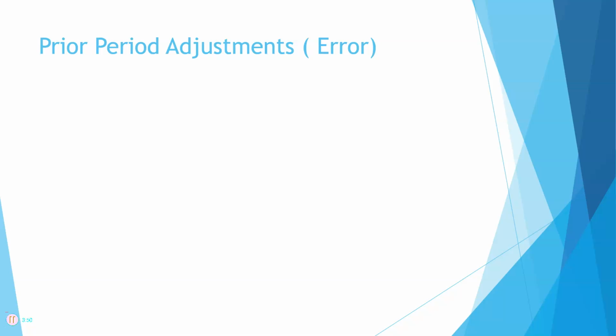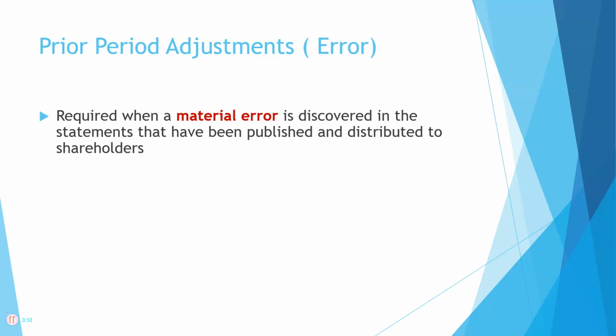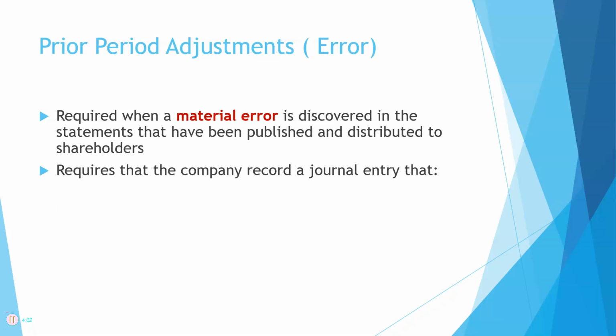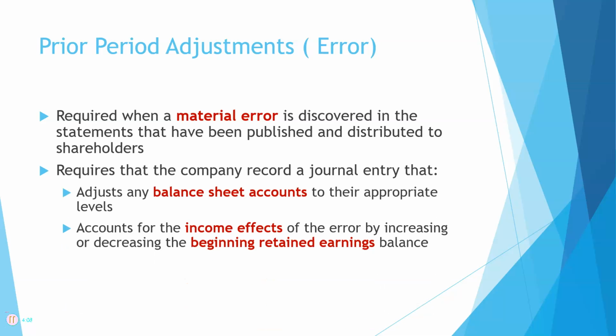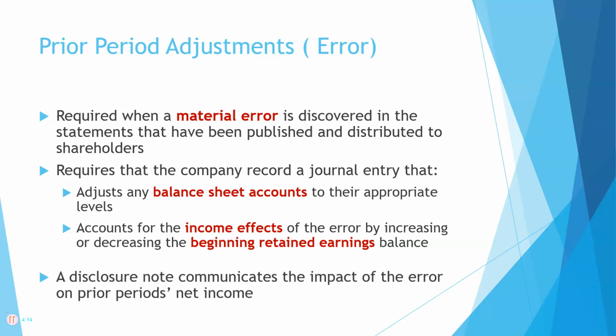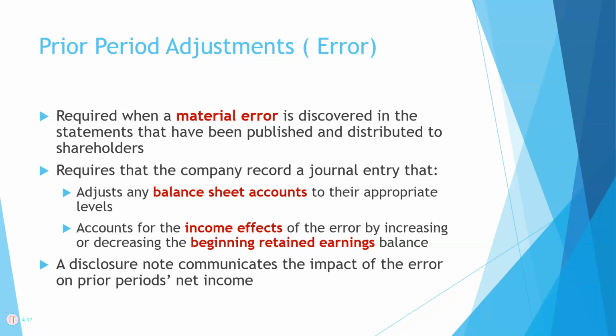Now, prior period adjustments. These are errors. Required when a material error is discovered in the statements that have been published and distributed to shareholders. It requires that the company record a journal entry that adjusts any balance sheet accounts, accounts for the income effects in the beginning retained earnings, and a disclosure note to communicate the impact of the error. So remember, it has to be material, but you have to go back and restate. And people sometimes say, well, how far do you go back? Usually you will always show 3 years on the financials, so you would go back 3 years.